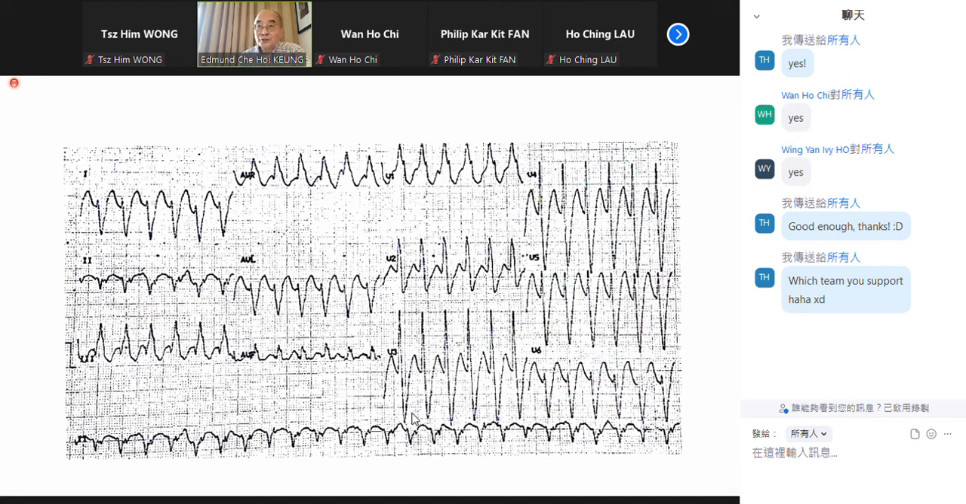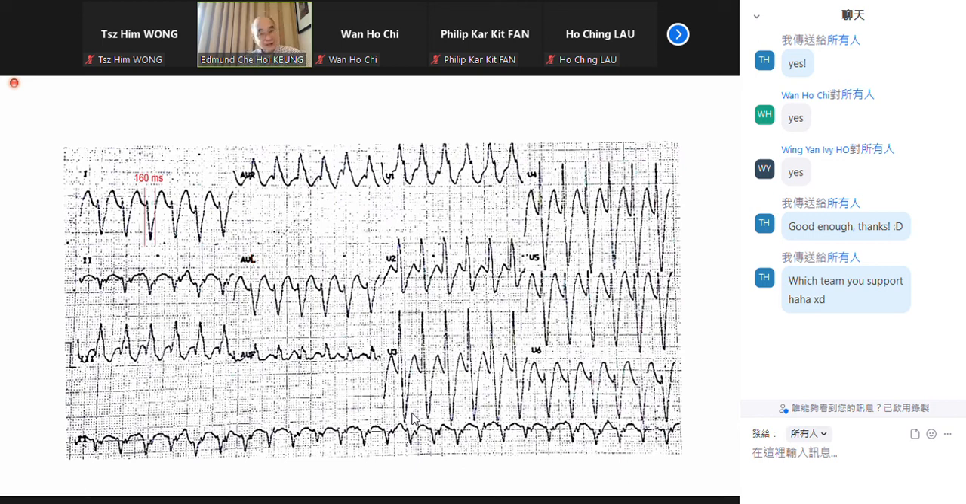Measure the QRS in the lead. Now, I don't see any delta wave. You see how sharp this is, even this is so sharp. So when we measure this, now it's 160.